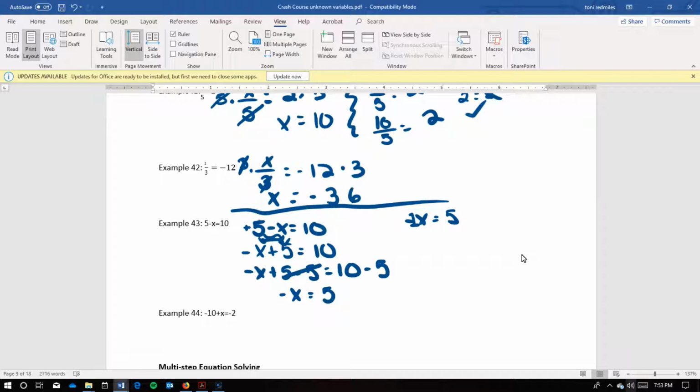All right, so now I can see that there's a negative 1 multiplying to the x, so to get rid of it, I divide it. 1 goes into 5 times, a positive and a negative makes a negative.